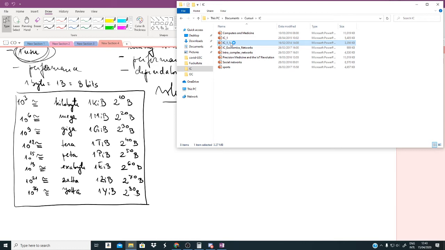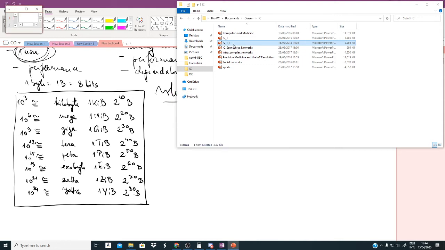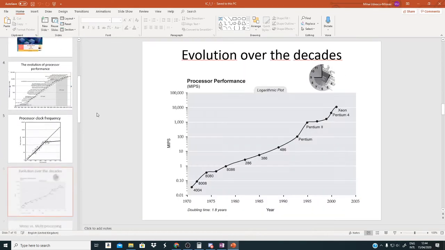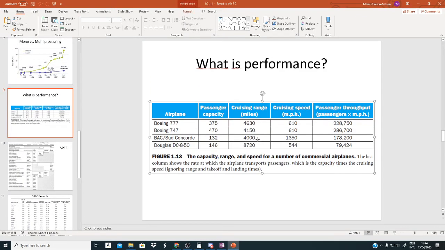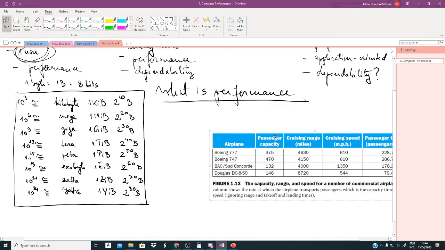It's a table taken from Hennessy and Patterson's book, and it's also a metaphor, or rather maybe not a metaphor, because it's not fake or fantasy or something like that. It's real, but it's from another domain. So it's rather an analogy. It's about planes. Okay, and I'm going to copy this and paste it here. Right, so we are talking about this table.